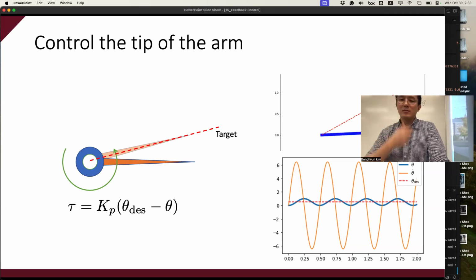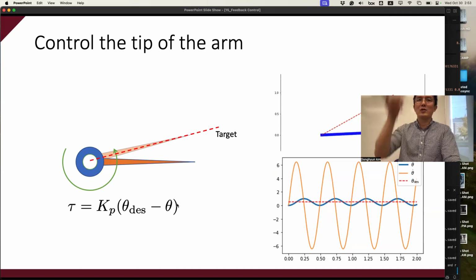What's the K? Kp? Yeah, this is the feedback gain, proportional feedback gain, but you can think of this as a virtual spring. So in this case, the equation actually says that my neutral position is theta desired, and my current position is theta. So it's oscillating around the theta desired. Right? It makes sense, right?